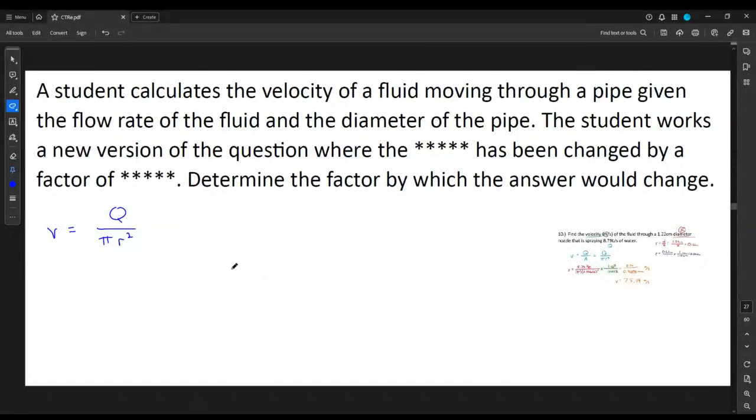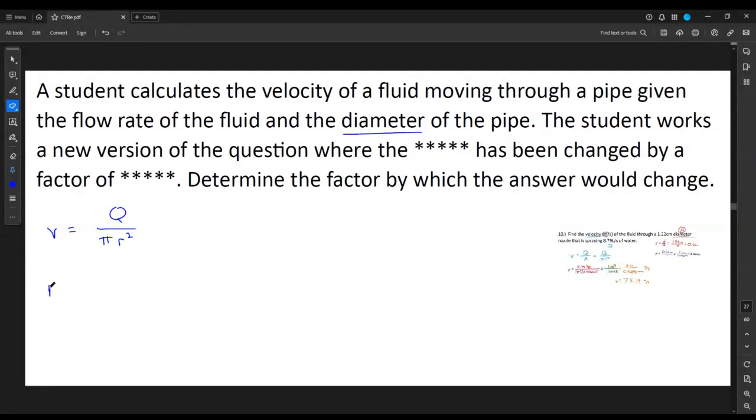Now, be careful here. You might be tempted to cancel pi because we did that on another question, but you have to remember why we did that before. There's no other pi to cancel with it at this point. Okay, then we have to keep in mind that the question gives us the diameter of the pipe. So that's going to be important to plug in here.